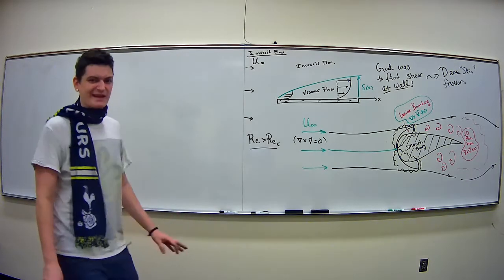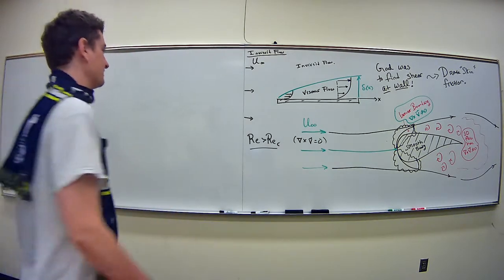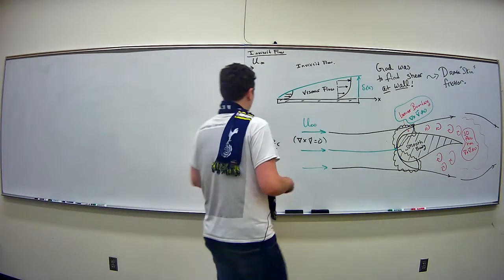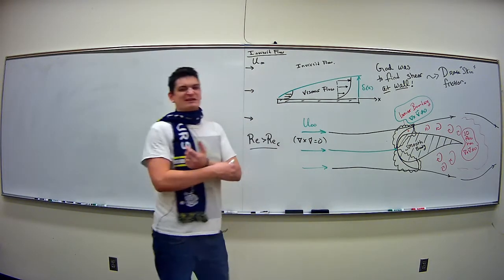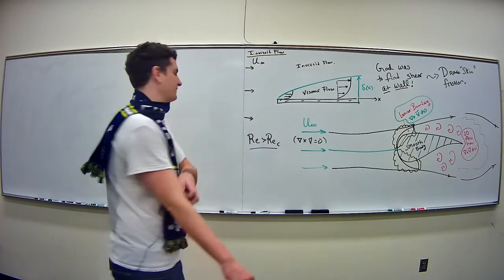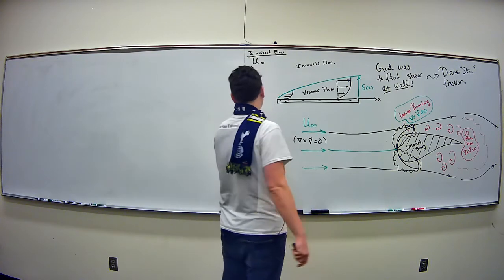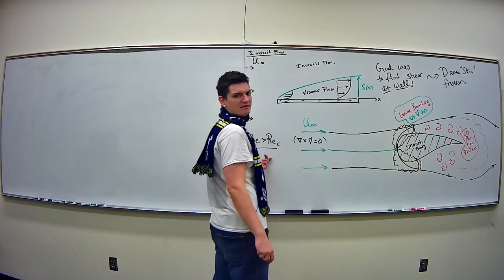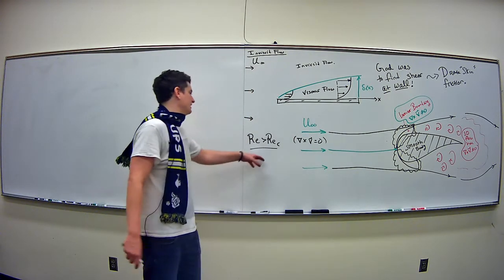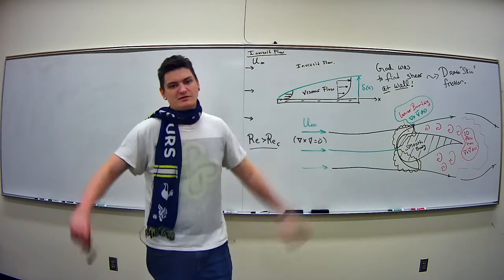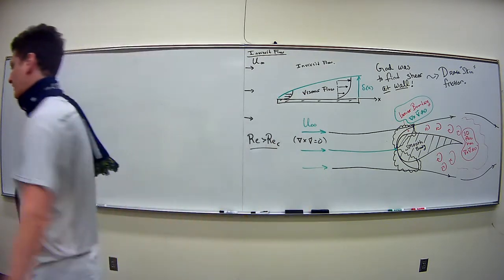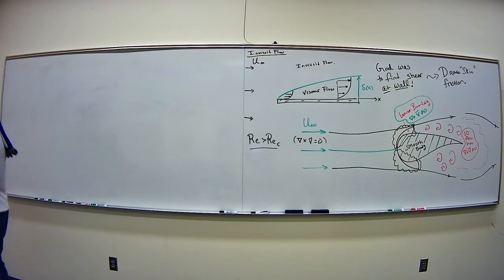And for internal and external flows, they're different values. So for the external flow, I think this one's like 10 to the 5. Yeah, 10 to the 5. And then for internal flows, it's like 2,000 or 2,100. Pick 2,100. Be conservative.